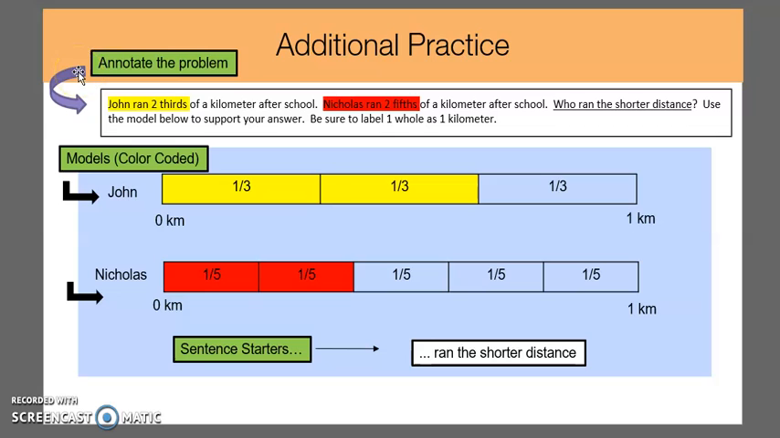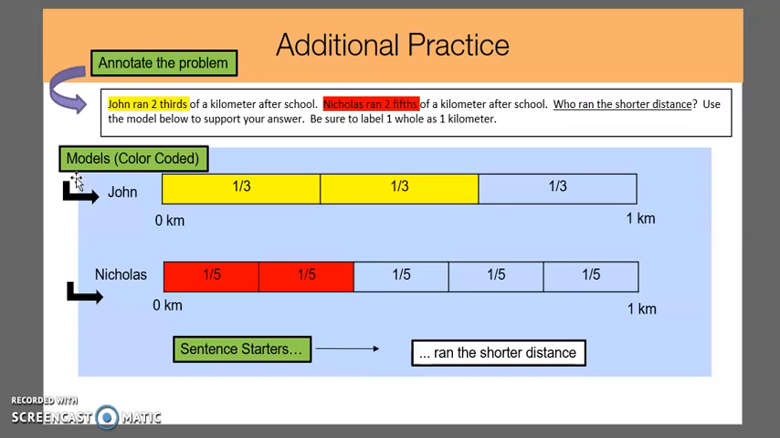Here in the first example, we can think about annotating the problem. Color coding and underlining are good strategies. We can do this on their own, or we can model it for them. Notice how John is associated with yellow, and we have a model that has yellow. Nicholas is associated with red, and we have a model that looks like that as well. I underline the question that we need to figure out: who ran the shorter distance? Having certain keys to the question, such as underlining what the question is, can help us in determining what we need to find out.